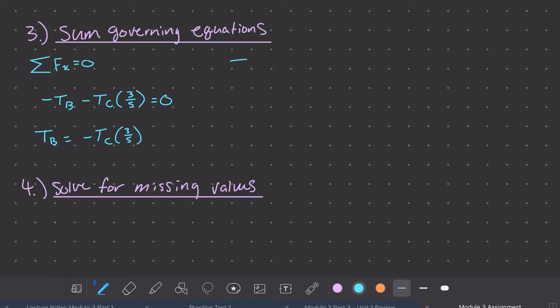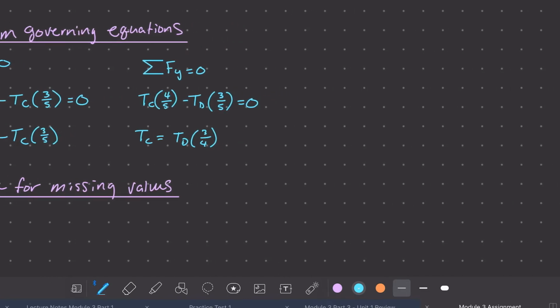Then moving on to the sum of the forces in the y direction, set that equal to 0. And we have TC multiplied by 4/5 minus TD multiplied by 3/5. And that's equal to 0. We can solve for TC, and we get that TC is equal to TD multiplied by 3/4.